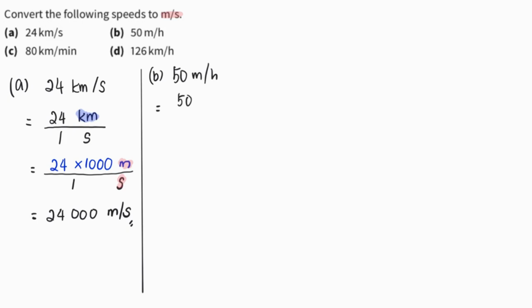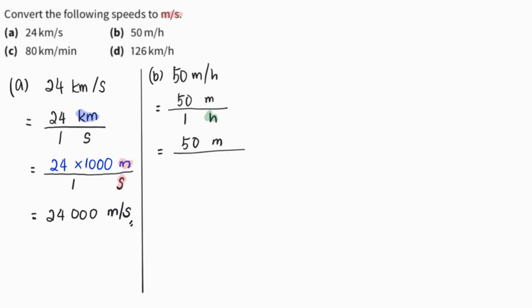Again, using the same idea from part A, this simply means 50 meter over 1 hour. And so I already have the meter. All I need to do now is to convert the hour to seconds.